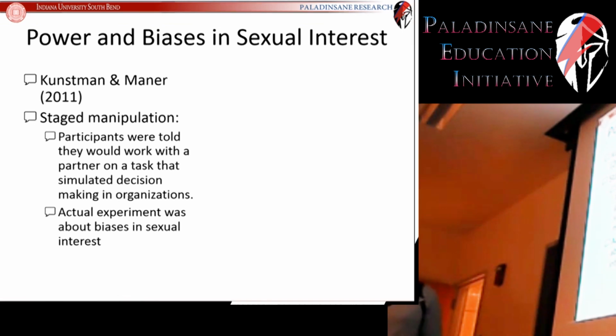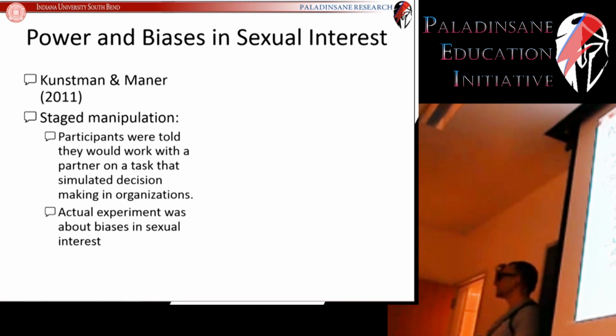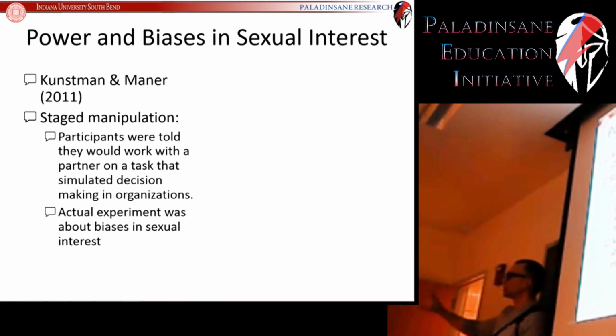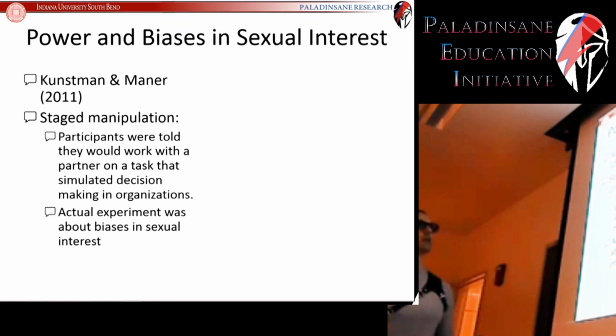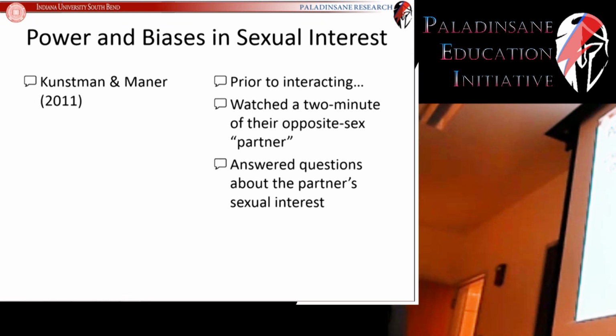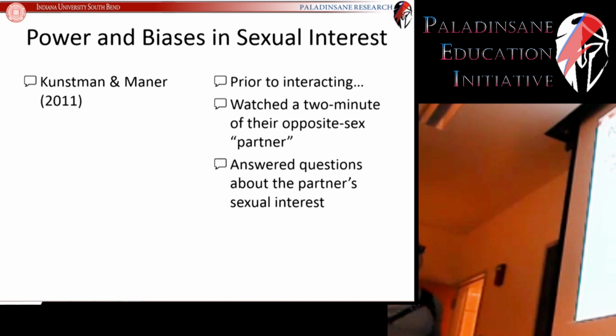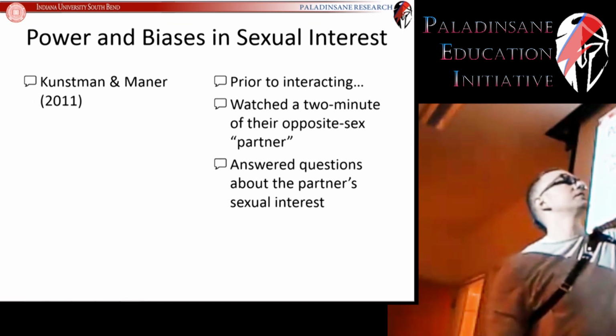So that's what they were looking at. They were looking at, for these subjects, when they make a decision about this person that they just looked at, how interested is that person in pursuing a sexual relationship with the subject themselves? That's what they were looking at in terms of perception. So what they would do is, prior to interacting with this individual, they watched a 2-minute video of their opposite sex partner, right? So this was designed for heterosexuals.